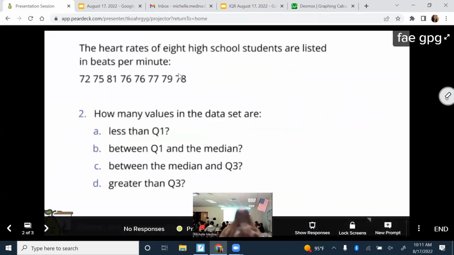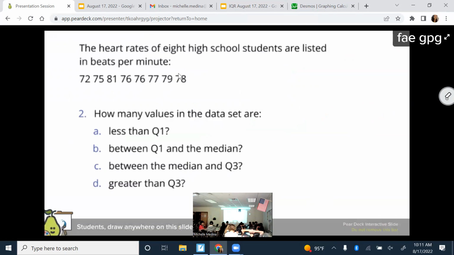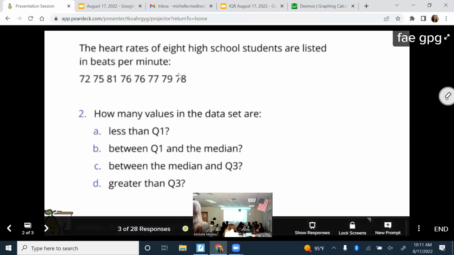All right, now we have the heart rates of 8 high school students listed in beats per minute. Again, same data. How many values in the data set are less than Q1, between Q1 and the median, between the median and Q3, and greater than Q3? This is not a multiple choice problem. This is a 4-part problem. It's asking you 4 questions. So don't just circle one, have an answer for each question. I'll give you 2 minutes.